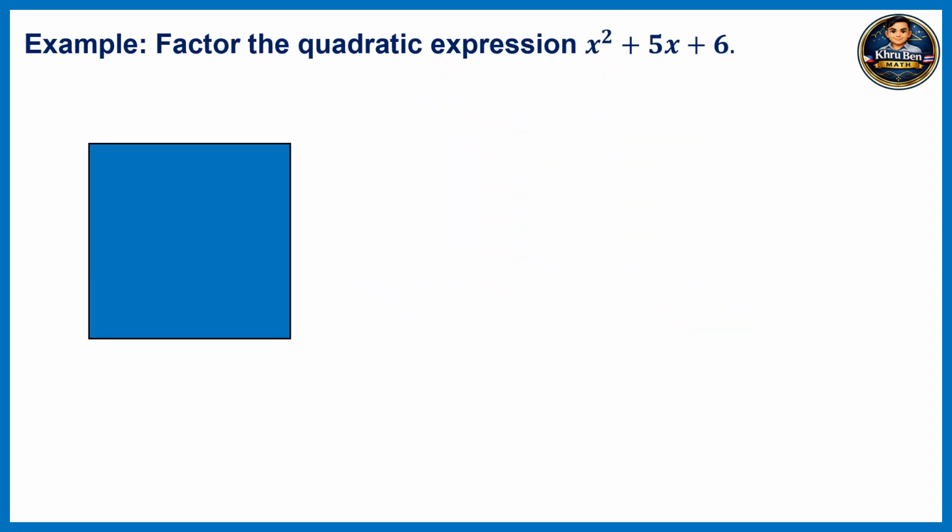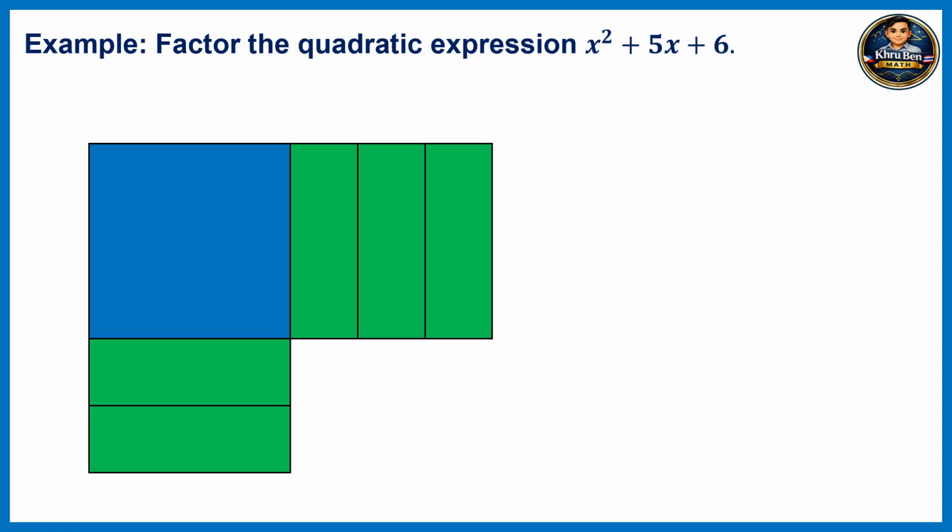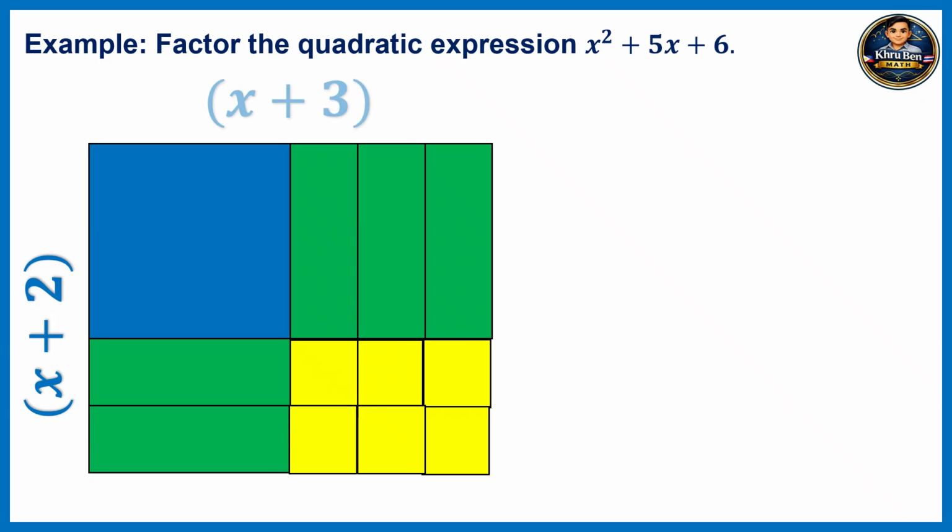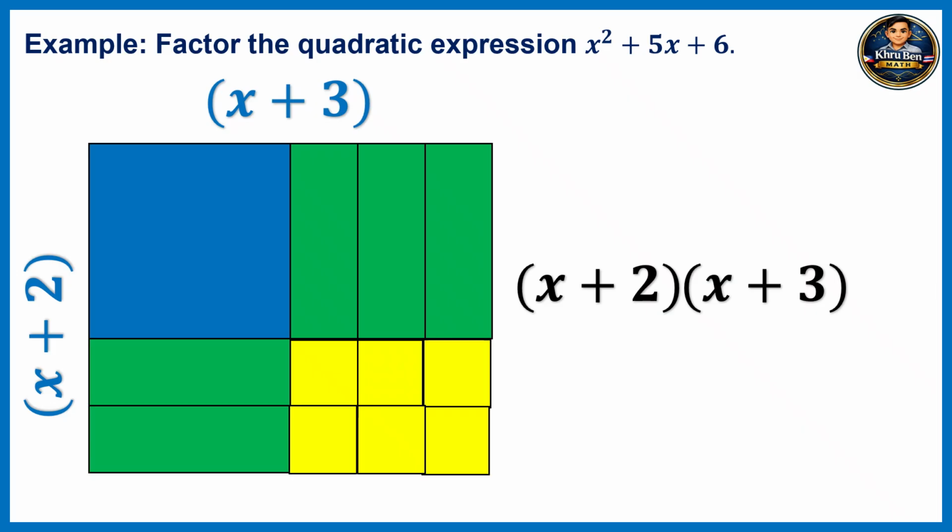We already know that the x squared tile must be placed in one corner. Then we arrange the 5x tiles along the sides of the x squared tile. Finally, we arrange the 6 unit tiles so that there are no gaps. If the tiles form a complete rectangle, we can now read its dimensions. In this example, the rectangle has dimensions x plus 2 and x plus 3. Therefore, the factors are x plus 2 times x plus 3.